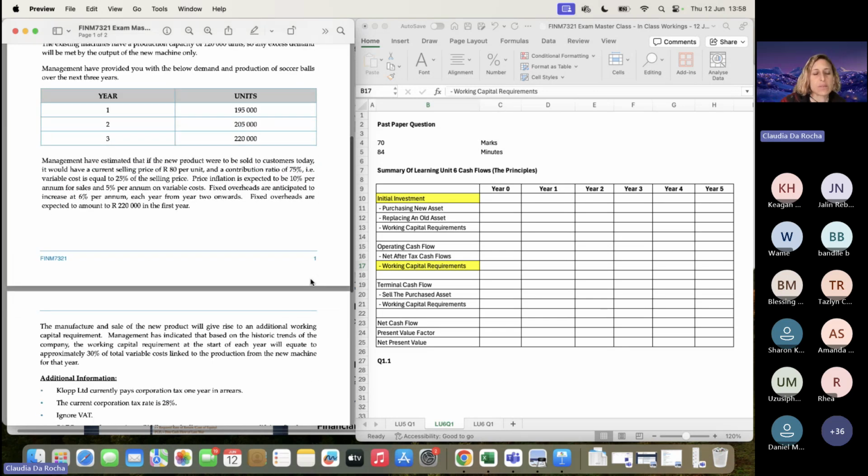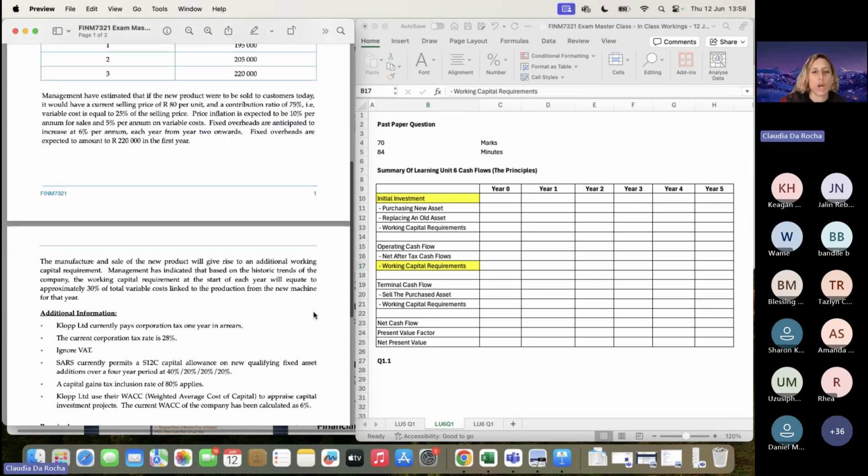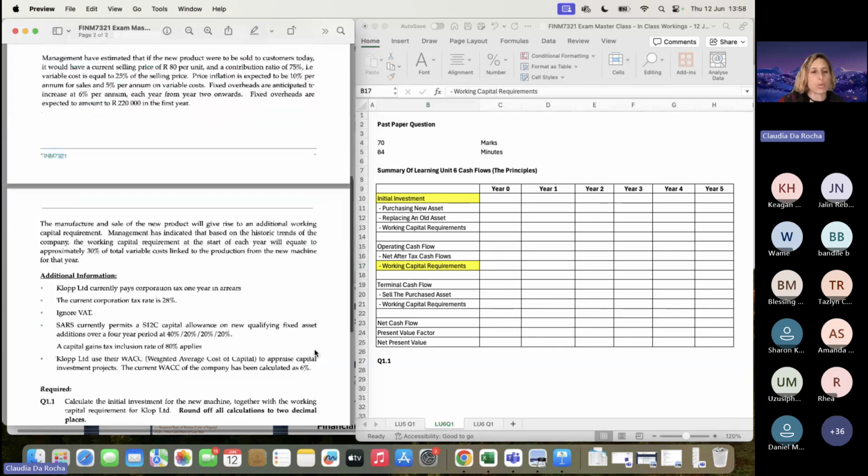And then it says, the manufacturing and sale of the new product will give rise to an additional working capital requirement. Management has indicated that based on the historic trends of the company, the working capital requirement at the start of each year will equate to approximately 30% of total variable costs linked to the production from the new machine for that year.